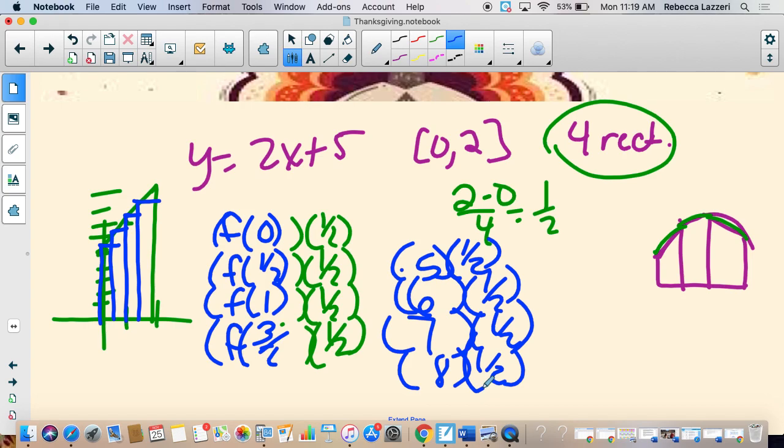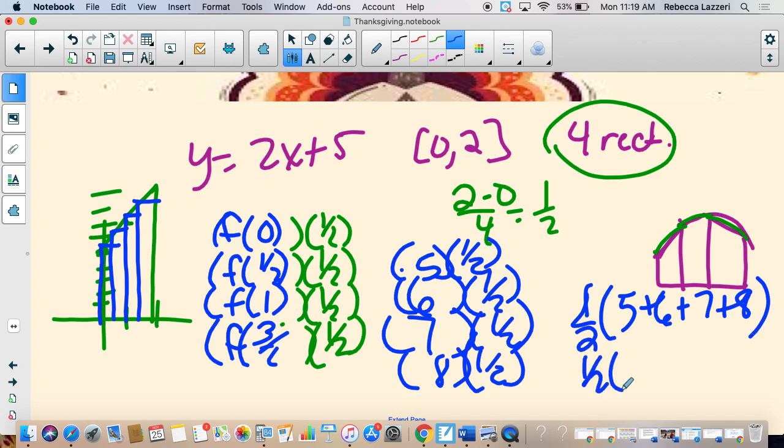But what else could I do to make my life a bit easier? Okay, I could factor out the 1/2 and say 5 plus 6 plus 7 plus 8. Is that okay? All right, so that's pretty smart. I don't have all those fractions to worry about. And so, is it 24? No, 27? 26. 15 and 11 is 26. And so did you get 13? Yeah. All right, that's from the left.